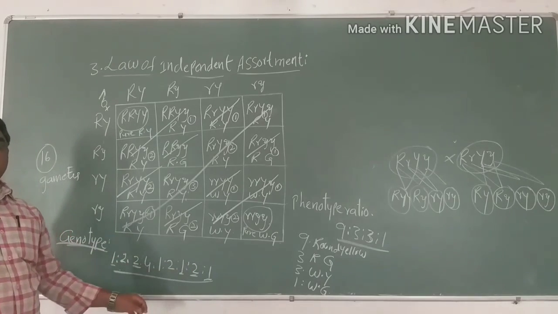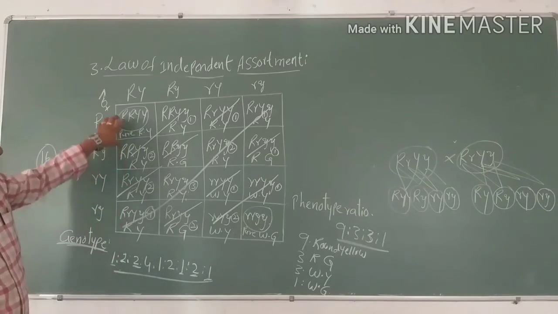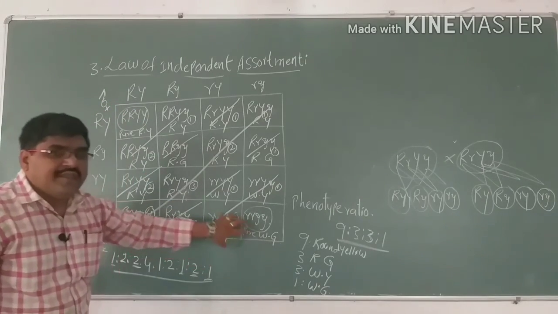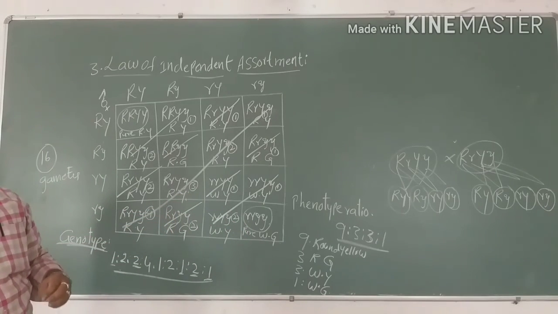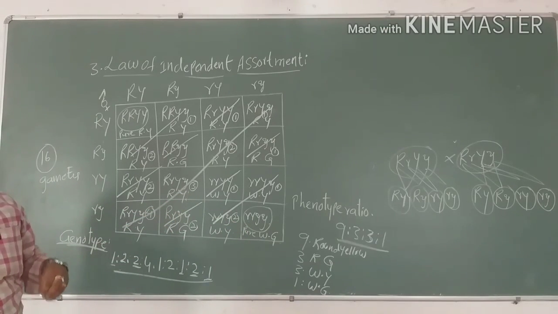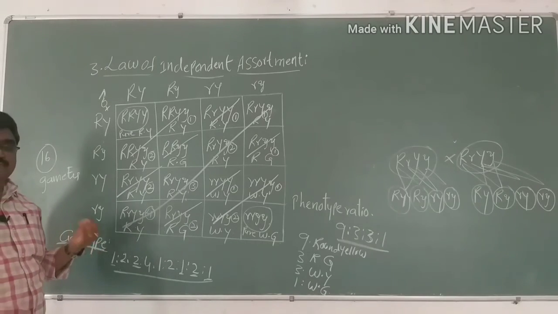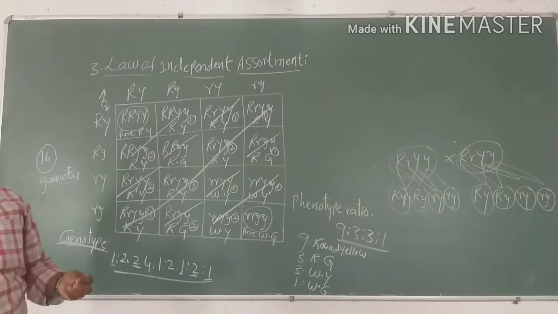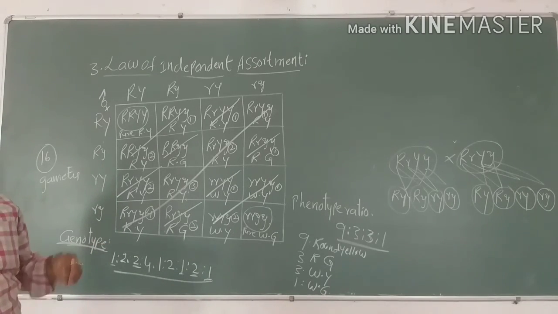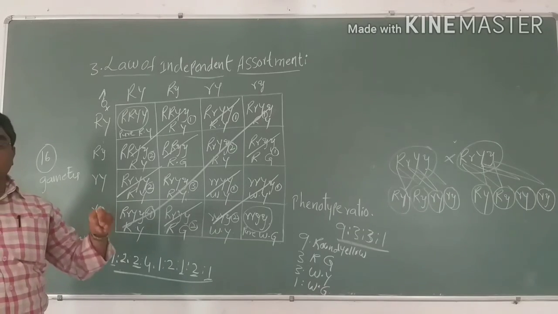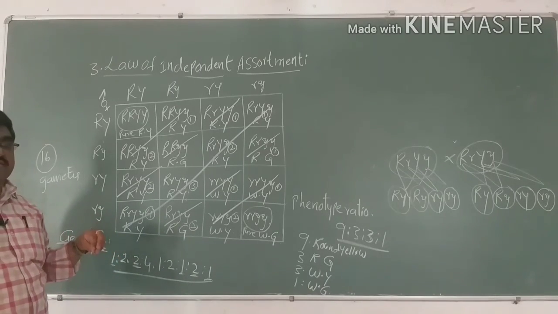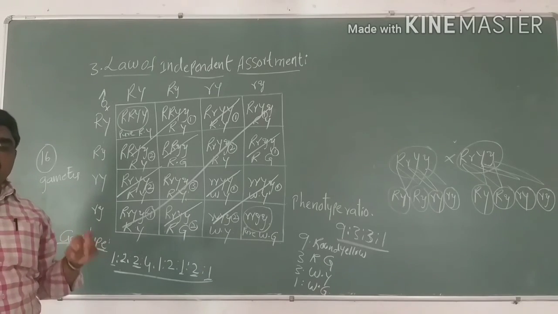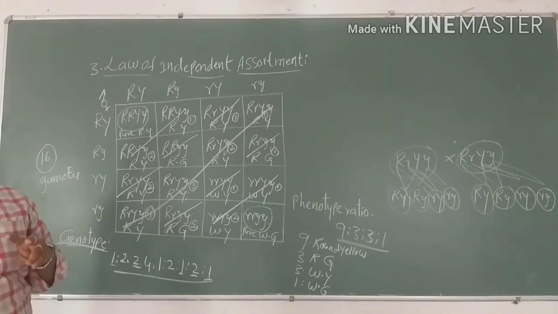This is what we call, that means here except the parental characters, that is round yellow and wrinkled green, the remaining 14 characters are produced independently. That means each character is expressing independently when segregation takes place. So this law we can call the law of independent assortment, or the dihybrid cross. That means when you cross 2 homozygous parents differing in 2 contrasting characters.